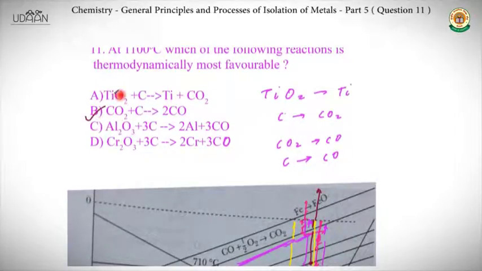So now we analyzed the Ellingham diagram for each and every reaction and finally concluded that CO2 plus C giving twice CO is the thermodynamically most favorable reaction at 1100 degrees Celsius. So now we move on to the next question.